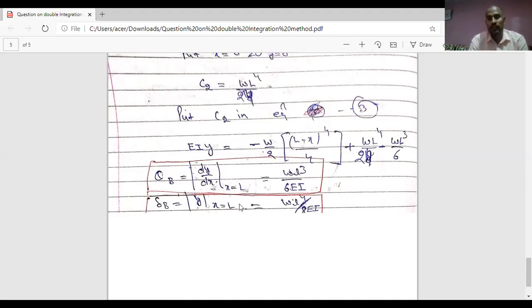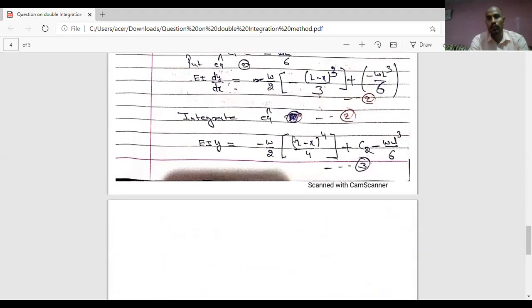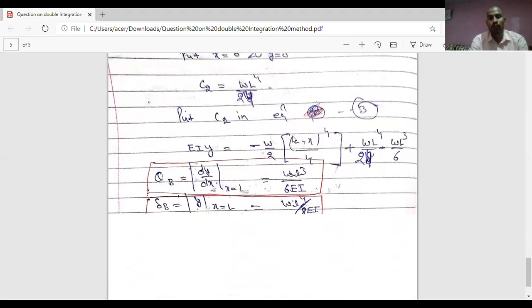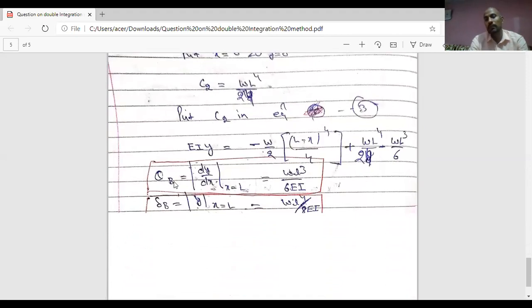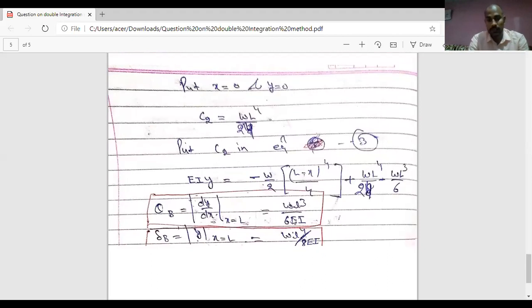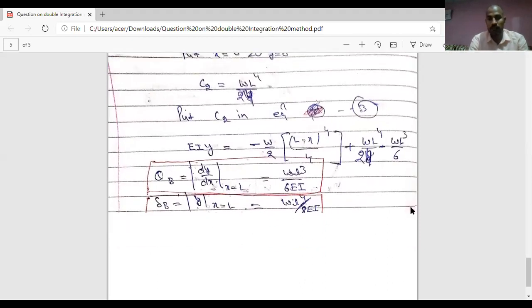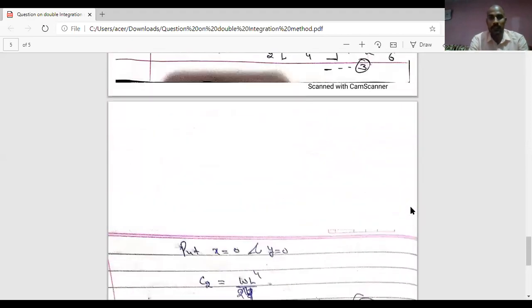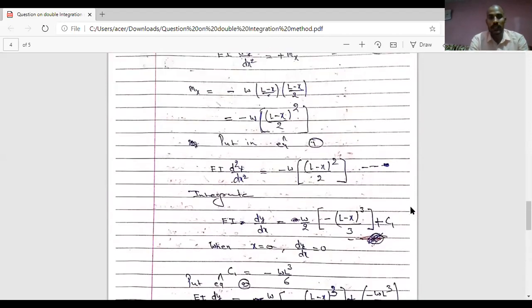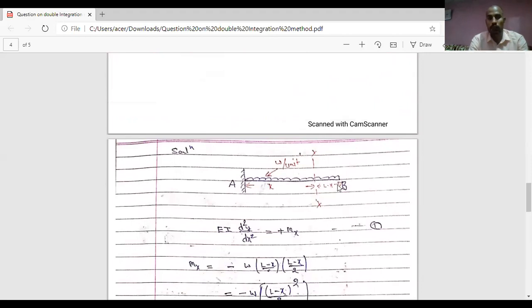By applying the limit x equal to L in equations 2 and 3, we easily find the values of theta B and delta B. Theta B equals dy by dx at the limit x equal to L. The value we find is WL cube by 6EI. And delta B, the deflection at the limit x equal to L, equals WL to the power 4 divided by 8EI. I hope you all understand well. As per assignment, you can solve the same question.